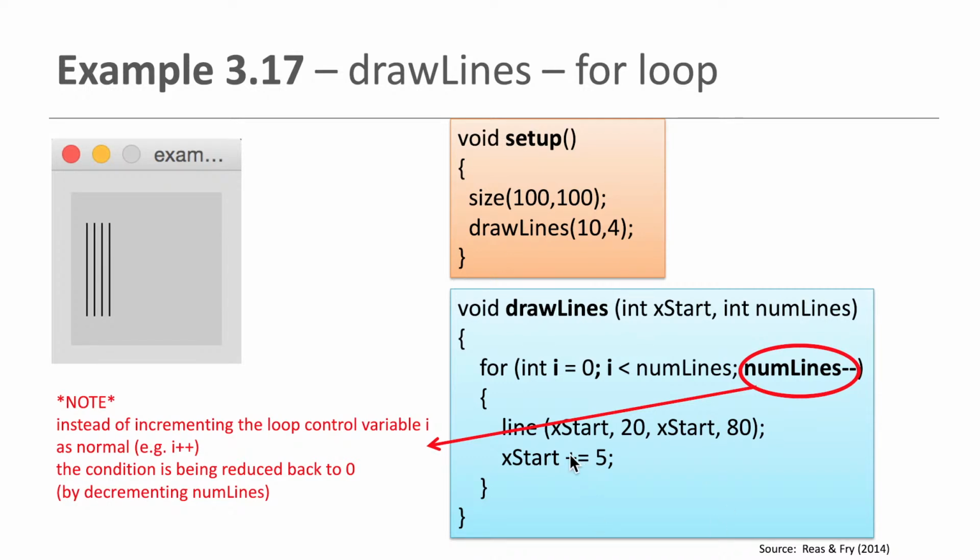And we're drawing a line at the X start position, which is the number we passed in, comma 20. That's the first point in our line. And the second point is X start, comma 80. So this is giving us a vertical line. And then we're updating the starting position by 5. So that's going to add 5, and that allows us to draw another line here.